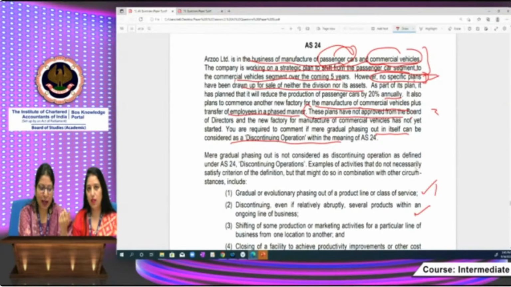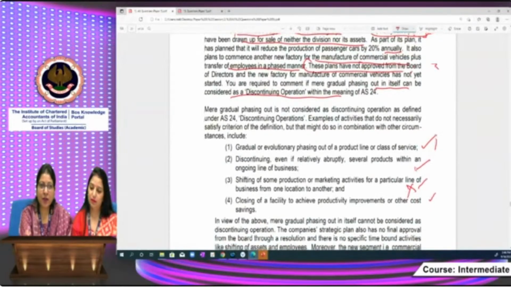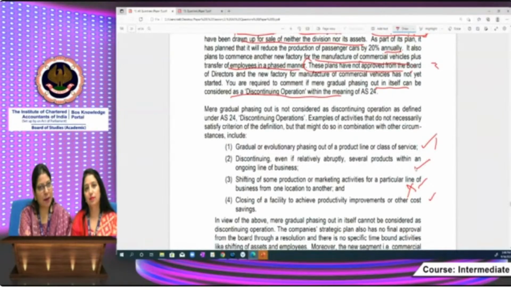Shifting of some production or marketing activities for a particular line of business from one location to another was not satisfied here, but at least gradual evolutionary phasing out of a product line or class of service was satisfied, and closing of a facility to achieve productivity improvements or other cost savings was also satisfied. So certain parameters of AS 24 were satisfied, but it will not be considered a discontinuing operation because there is no specific plan approved by the board of directors.